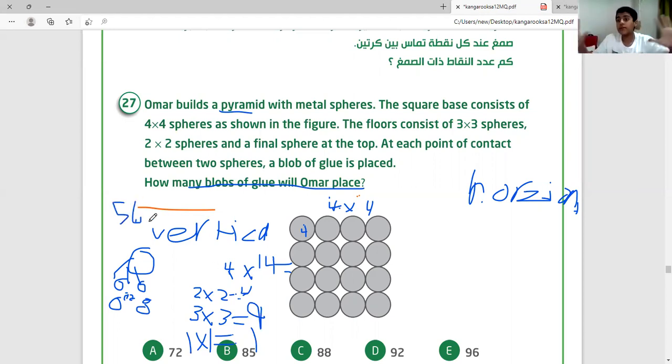So now we finish the first part. So let's go to this horizontal way. Horizontal way, we'll use it for all of the bases. 4 times 4, 3 times 3, 2 times 2, and 1 times 1. So we'll use it to all of the bases here. So let's start.